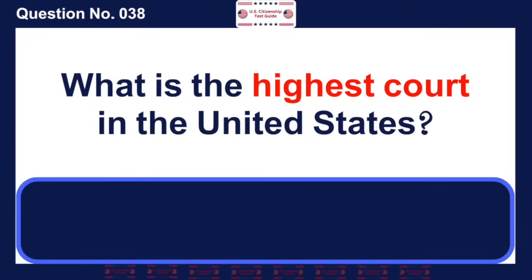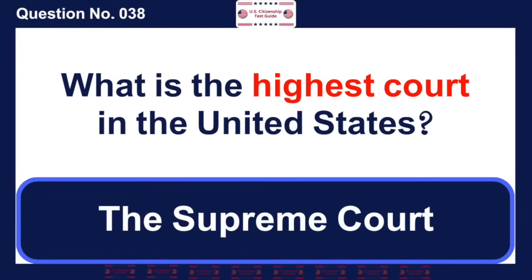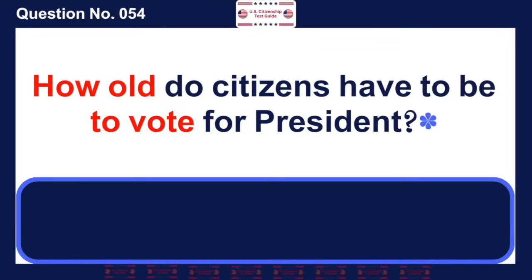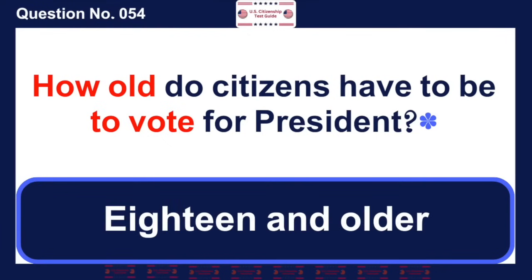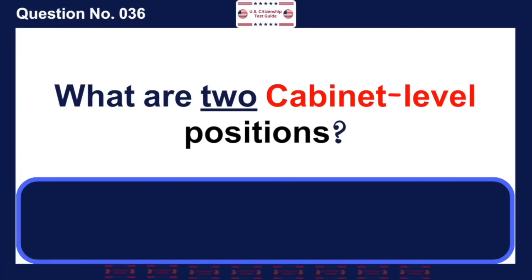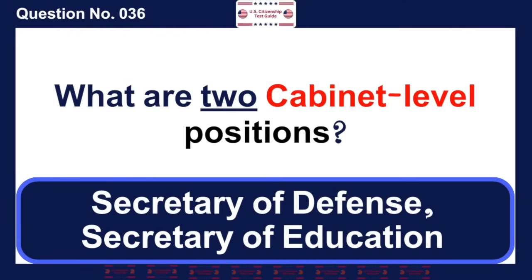What is the highest court in the United States? The Supreme Court. How old do citizens have to be to vote for president? 18 and older. What are 2 cabinet-level positions? Secretary of Defense. Secretary of Education.